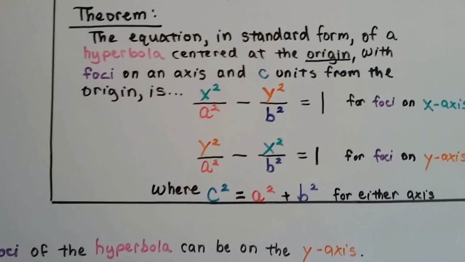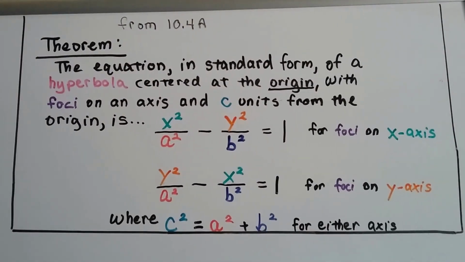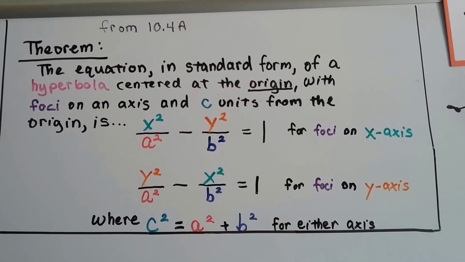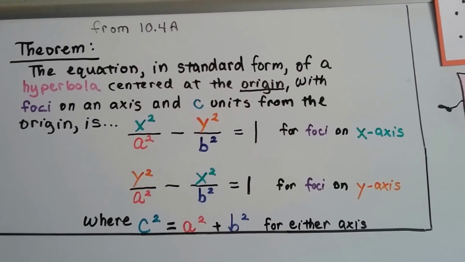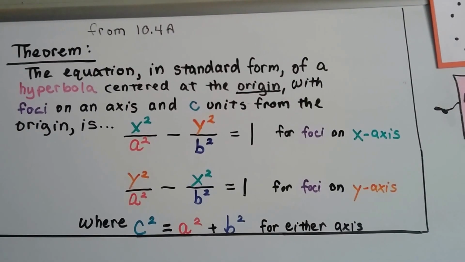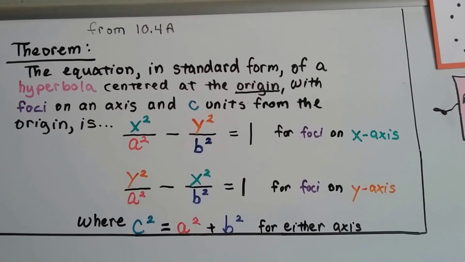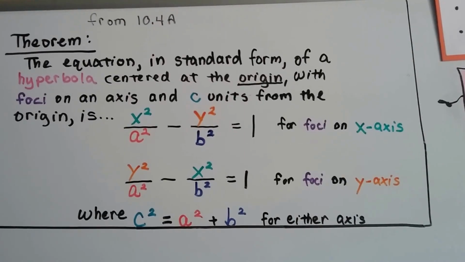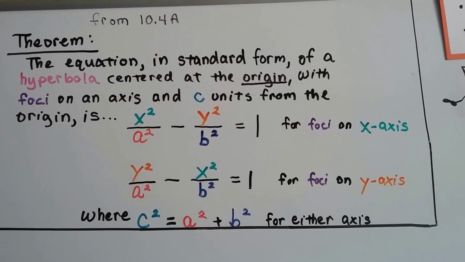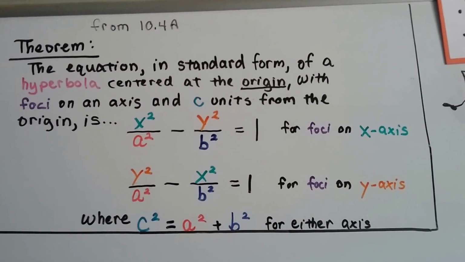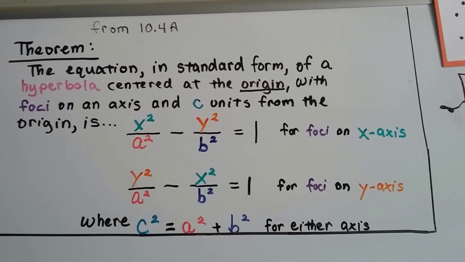So, back in 10.4a, we had this theorem. I still have it up here. And the equation in standard form of a hyperbola centered at the origin, with the foci on the axis and c units from the origin, is the quotient of x squared and a squared minus the quotient of y squared and b squared equals 1. And that's for when the foci is on the x-axis. When the foci is on the y-axis, we swap that y squared and x squared. See how they changed places? And that's where c squared equals a squared plus b squared for either axis. Okay? So these are the equations we can use when the hyperbola is centered at the origin.